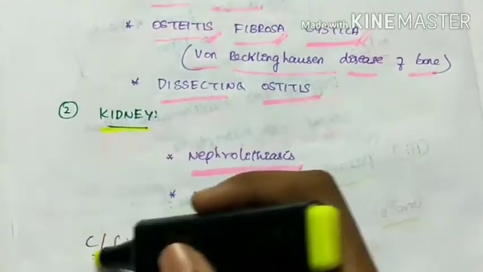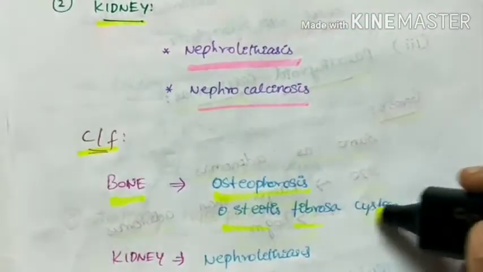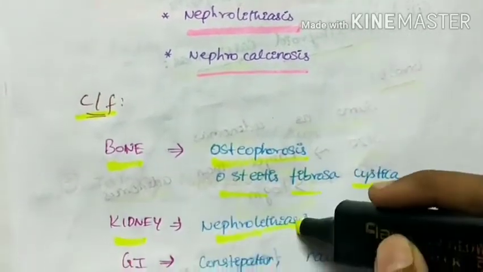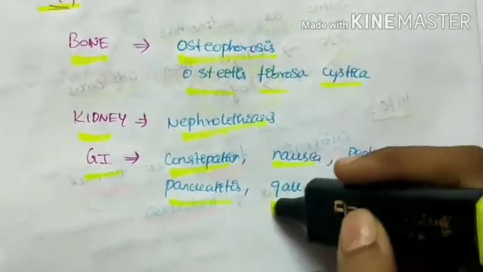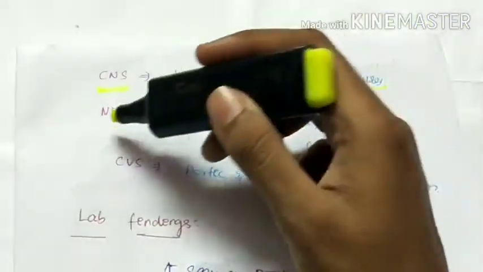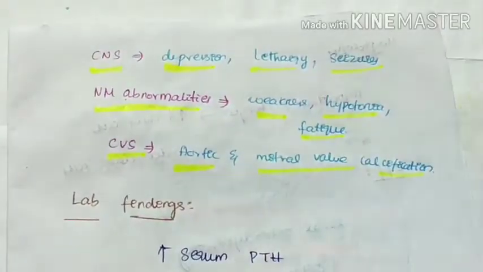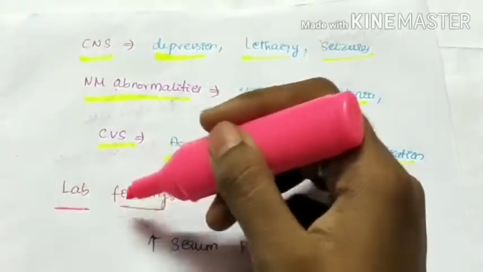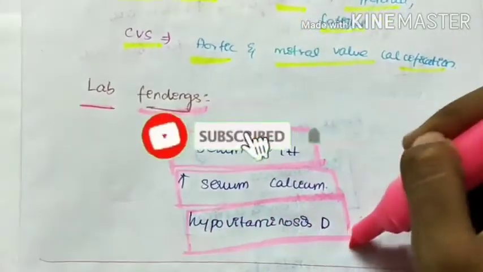Clinical features, the bone features, there can be osteoporosis and osteitis fibrosa cystica. In kidney, there can be nephrolithiasis. GI features include constipation, nausea, peptic ulcers, pancreatitis, and gallstones. The CNS features include depression, lethargy, and seizures. Neuromuscular abnormalities like weakness, hypotonia, and fatigue. And serious features like aortic and mitral valve calcifications. Coming to the lab findings in primary hyperparathyroidism, there is increased serum parathormone, increased serum calcium, and there is hypovitaminosis D, that is decreased levels of vitamin D.